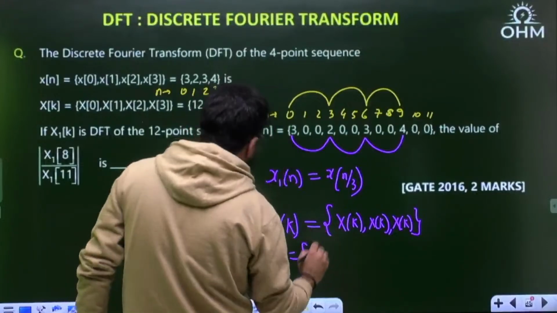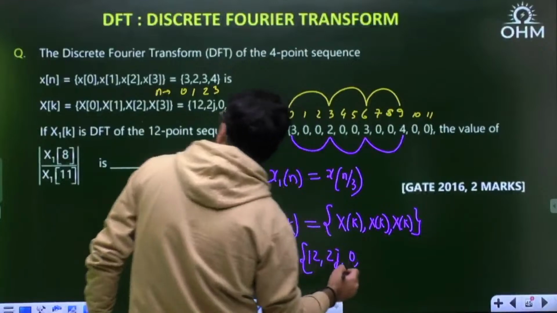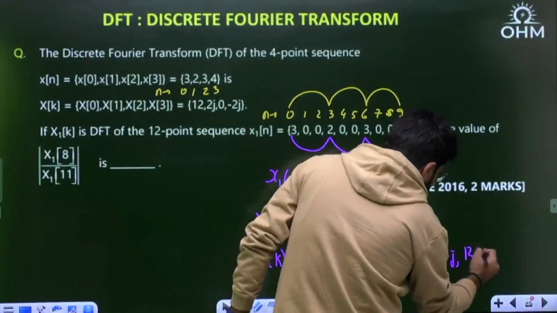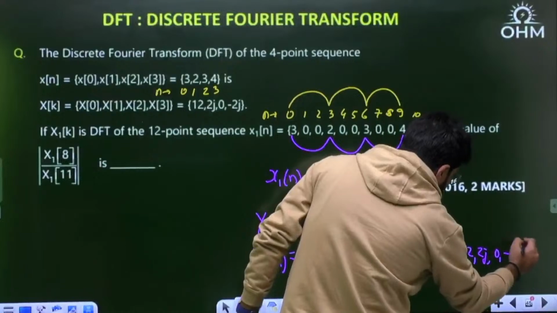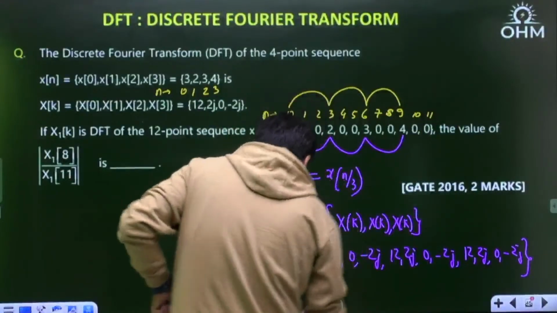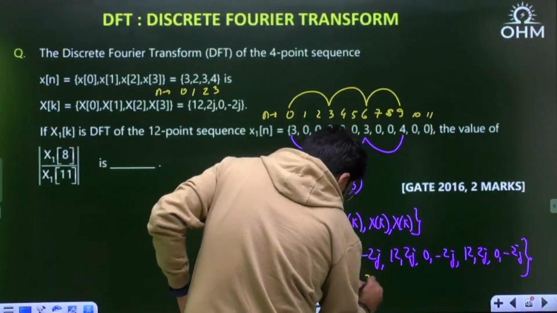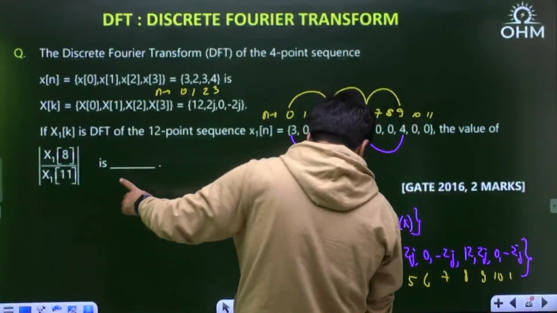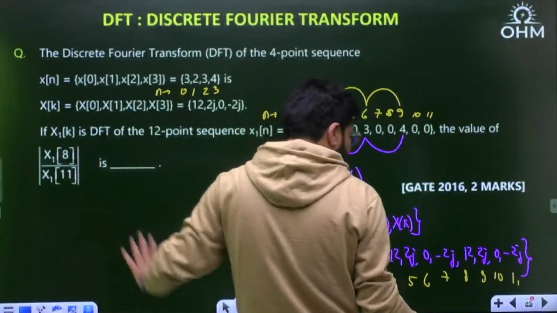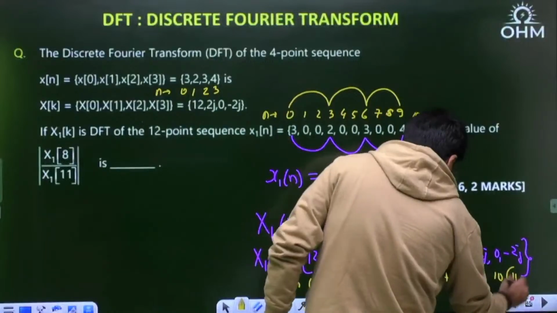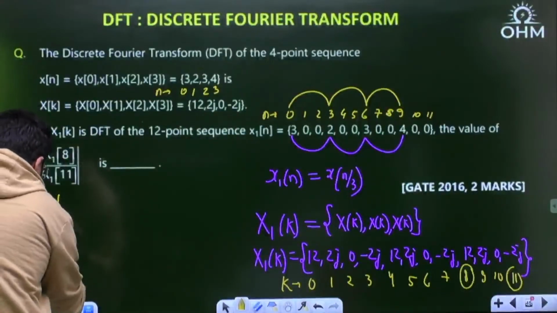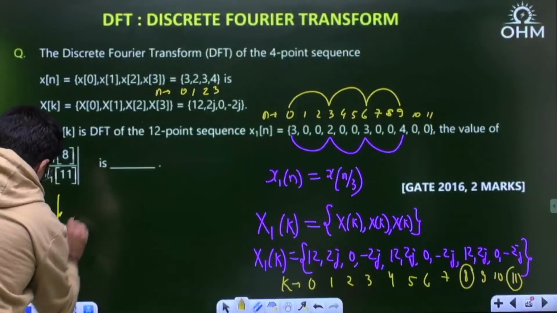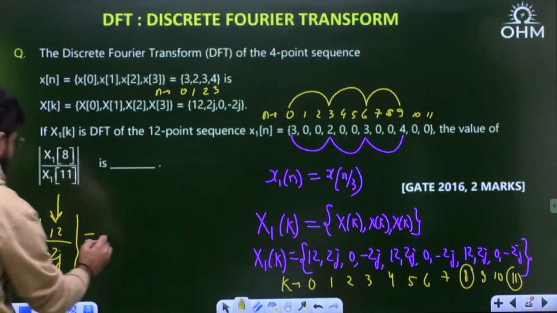So X(k) is given to us. Now I'll just replicate it: 12, 2j, 0, minus 2j. Again 12, 2j, 0, minus 2j. Again 12, 2j, 0, minus 2j. Now, what is the range of k? k also starts from 0, so 0, 1, 2, 3, 4, 5, 6, 7, 8, 9, 10, 11. What I am interested in is X1(8) upon X1(11). So the magnitude of X1(8) divided by X1(11) is 12 divided by minus 2j. Magnitude wise it is 12 by 2. Answer is 6.